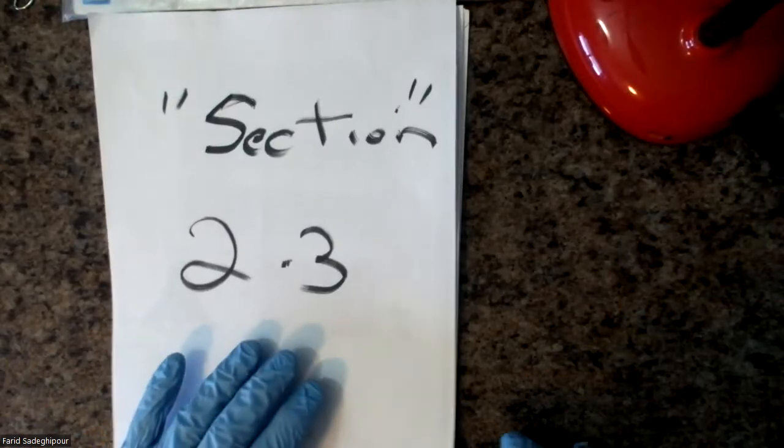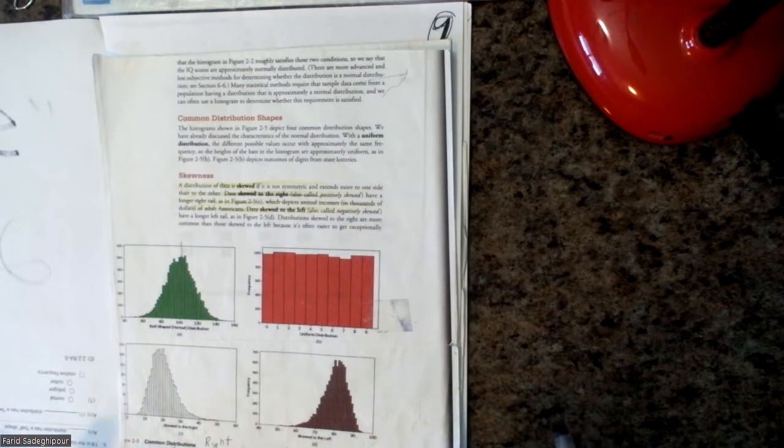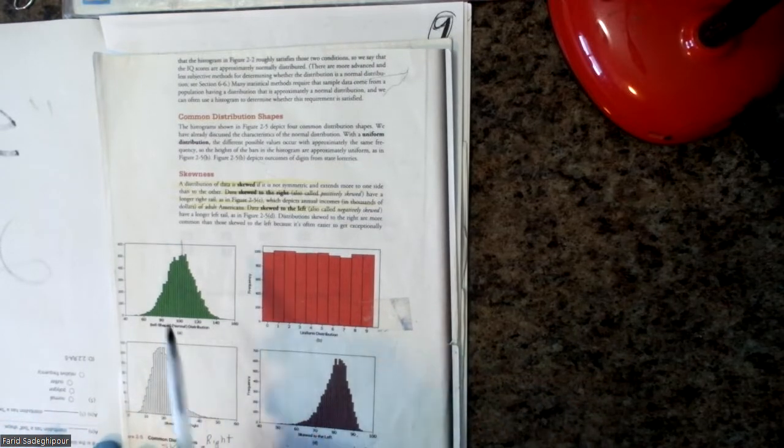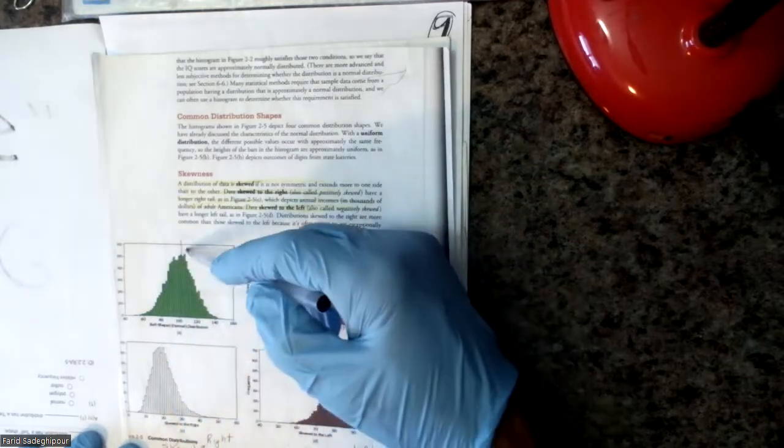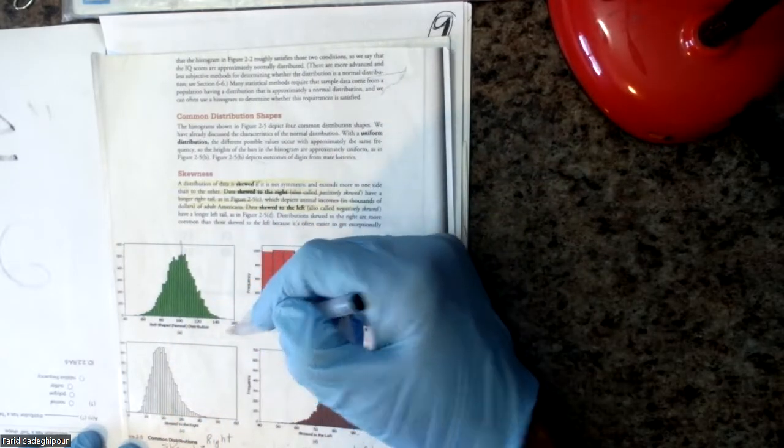Section 2.3, elementary statistics. In the previous sections, 2.1 and 2.2, I explained different types of histograms or bar graphs. You know, this is a normal distribution. It's kind of symmetric. Half of the information is on the left, the other half is on the right. As you see, all the frequencies increase to the peak and then drop.